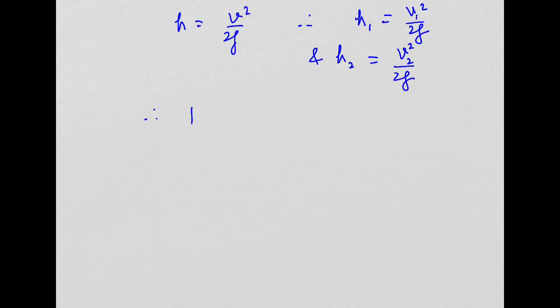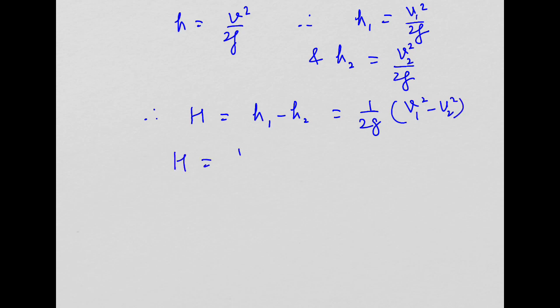So the difference in the heights, if we consider v1 to be more than v2, then h will be equal to h1 minus h2. Taking this 1 by 2g as common, leaving behind v1 squared minus v2 squared, or we can say this h is equal to (v1 plus v2)(v1 minus v2) divided by 2g. We consider it to be equation number 1.